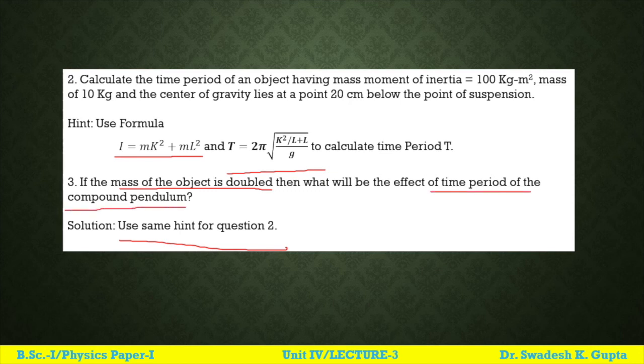I think this is a very easy question, so I'm not giving you the answers. You can solve it by yourself.